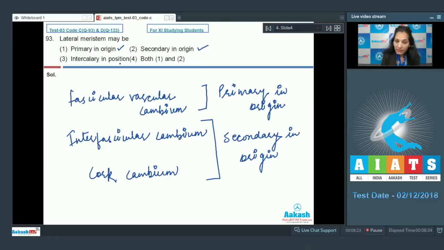It can be intercalary in position, no. Lateral meristem cannot be intercalary in position. As I just said, that lateral meristem is present along the lateral sides of the plant, not the intercalary, not between the mature tissues, only on the lateral sides. So both 1 and 2 are correct. So the correct option for the given question is option number 4. Let's move on to the next question.